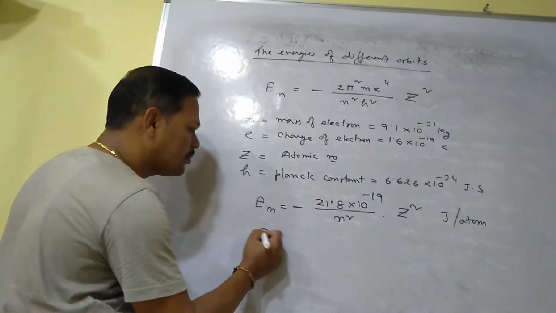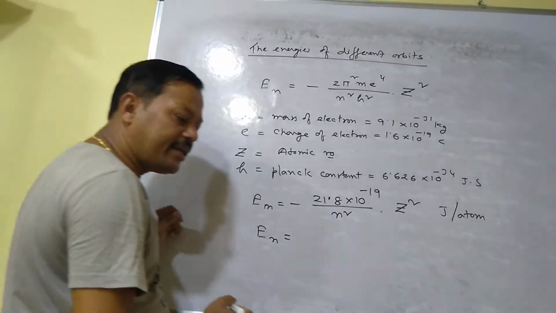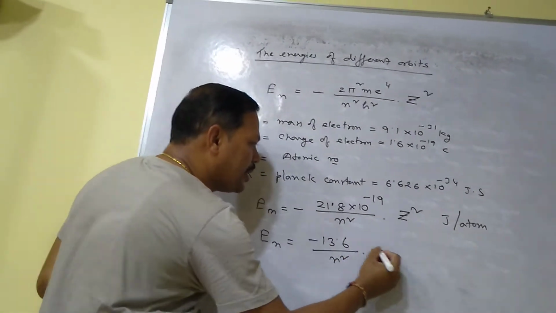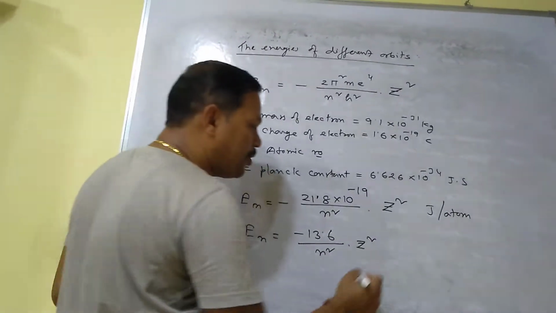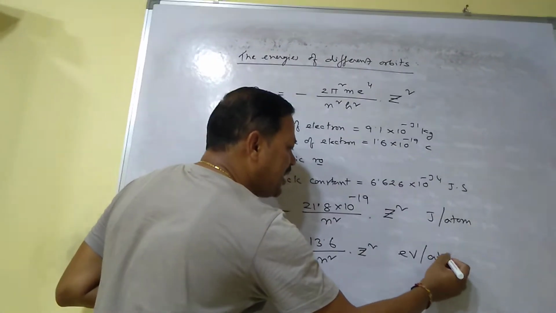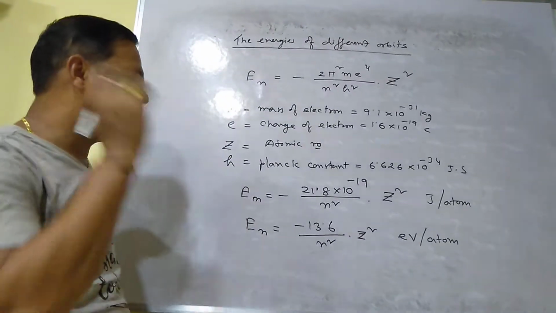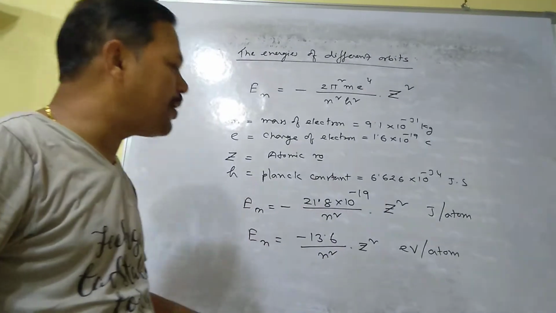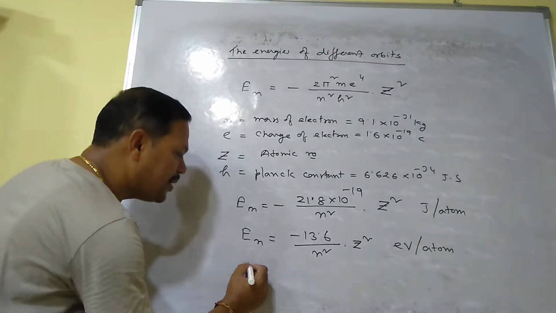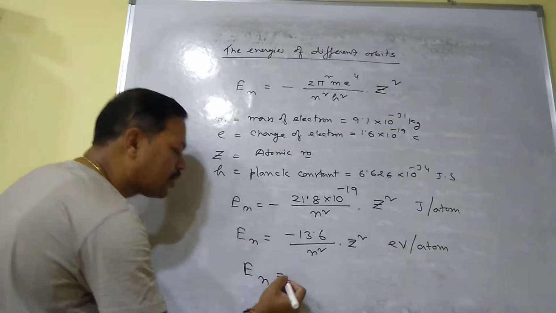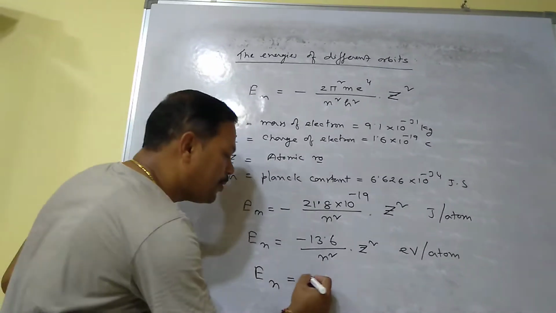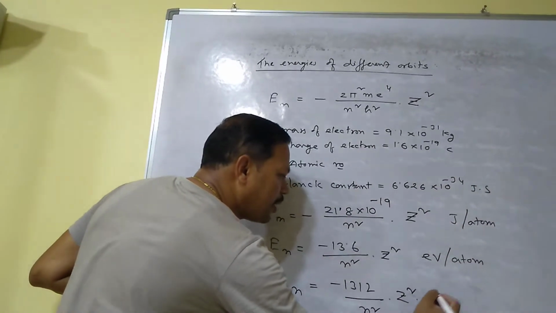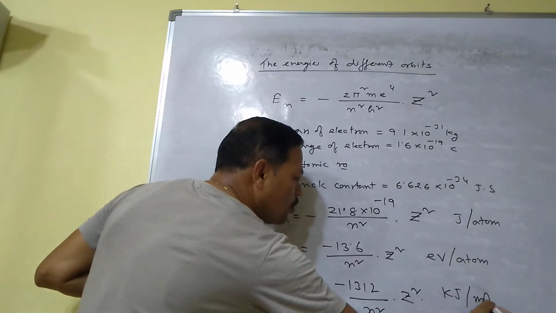Similarly, you can write En is equal to minus 13.6 divided by n square into z square. Then the unit will be eV per atom. eV means electron volt. If you want to determine the energy in terms of electron volt, then the value will be minus 13.6 divided by n square. And similarly, if you want to find out in kilojoule per mole unit, then it will be minus 1312 divided by n square multiplied by z square. This will be in terms of kilojoule per mole.